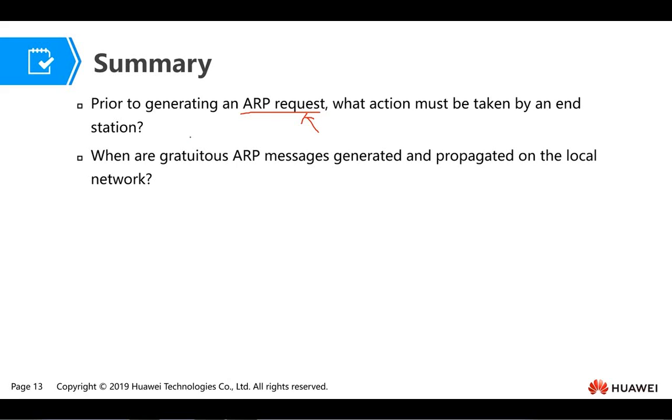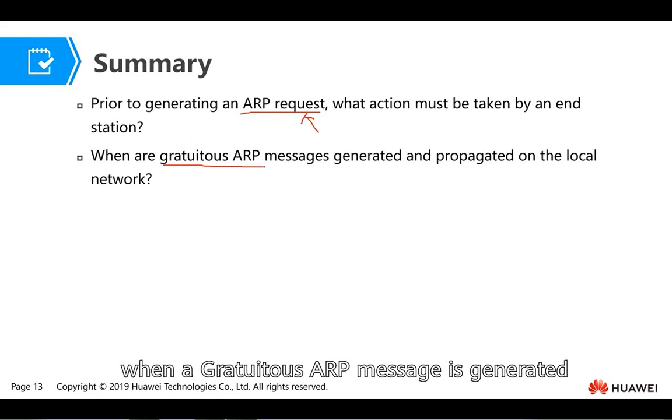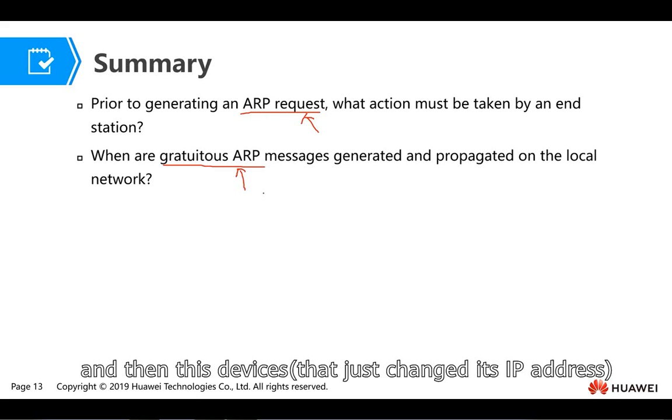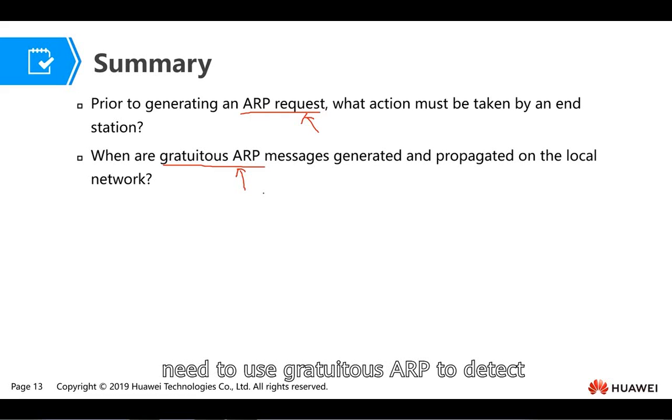And then, when are gratuitous ARP messages generated and sent to the network? The gratuitous ARP I have discussed is used to detect a duplicate IP, that is, an IP address collision. In which scenario? When you change the IP address of a device, or the host gets a new IP address, you need to use gratuitous ARP to detect if this new IP address duplicates that of another device.